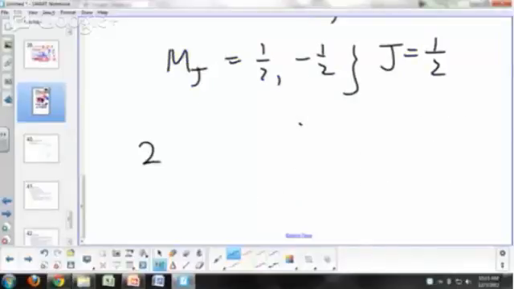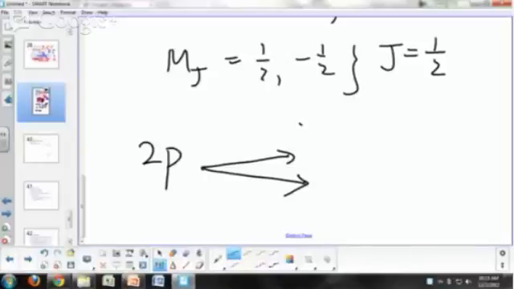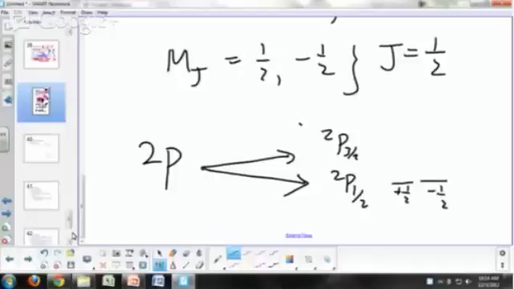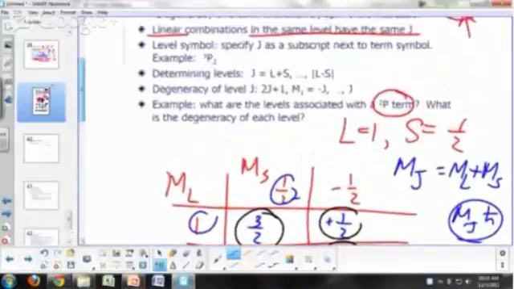Okay? So for a doublet P, if you apply a correction because of spin-orbit interaction, a doublet P term is going to split into two levels, okay? A doublet P 1/2 and a doublet P 3/2 level. What's the degeneracy of the doublet P 1/2 level? 2. There's two possible M sub J's, M sub J equals plus 1/2 and M sub J equals negative 1/2. What's the degeneracy of the doublet P 3/2 level? 4. 1, 2, 3, 4. That would correspond to M sub J of 3/2, 1/2, negative 1/2, and negative 3/2. Right? So that's how you determine the levels.